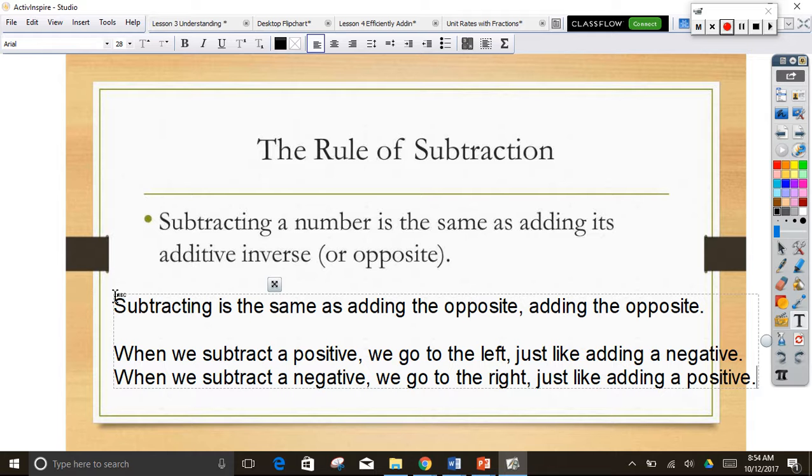All right, catchy little tune. Here's the hand motions I thought of. When we go, subtracting is the same as adding the opposite, we spread apart because they're opposite. Adding the opposite. And then when we subtract a positive, we go to the left, just like adding a negative. When we subtract a negative, you can put two hands up because you're subtracting a negative, we go to the right, point to your right, not my right, just like adding a positive. Okay, so you can do the hand motions or you can sing along.